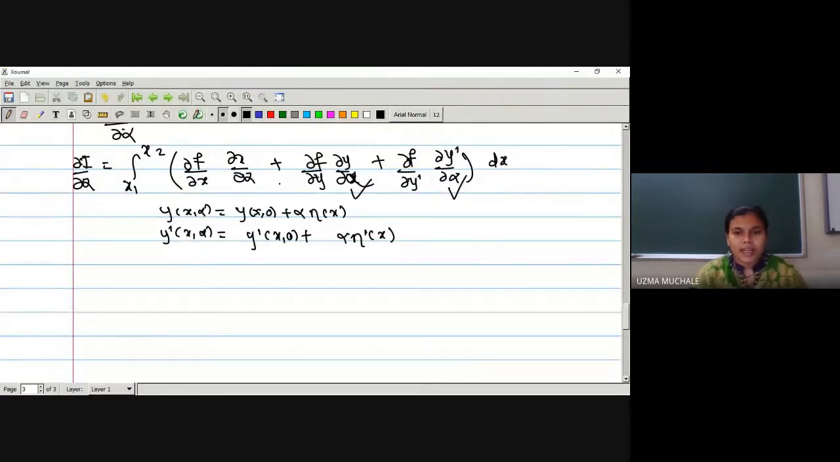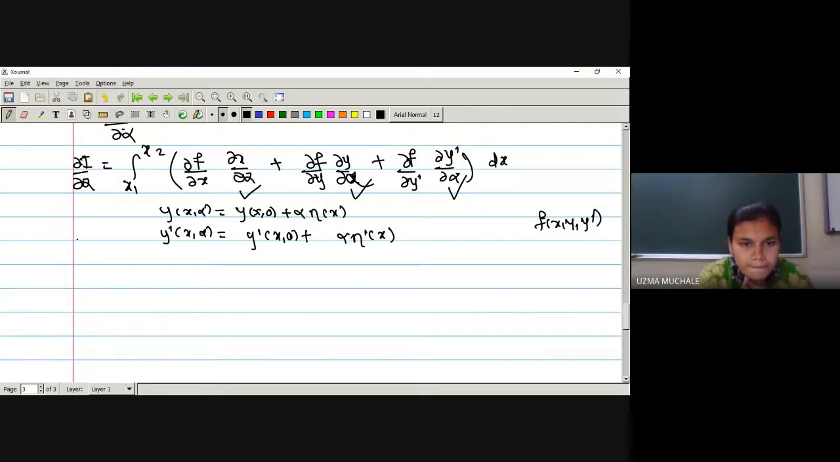f is simply provided as some function of x, y, y dash. F is not given to us, so we cannot find the values of dou f by dou y, dou f by dou y dash, and dou f by dou x. But we can find the value of dou y by dou alpha, dou y dash by dou alpha, and even dou x by dou alpha.